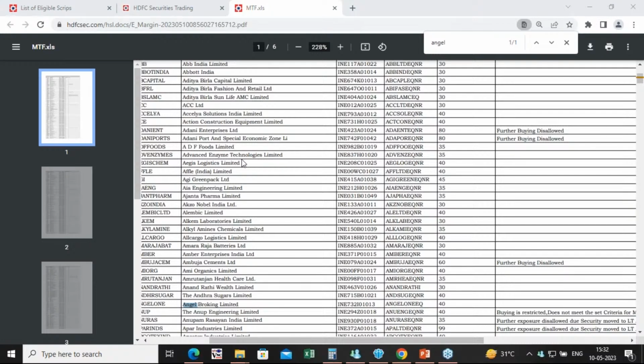And how much approximately will it charge me for the interest? Basically, suppose this particular script is also eligible for intraday, and you do the trade in intraday itself when you select the e-margin. Suppose you purchase Angel Broking in the morning, and at 2 o'clock you have sold that particular script, then it will charge only brokerage of 0.05, not interest.